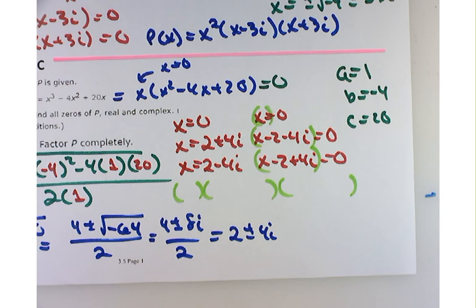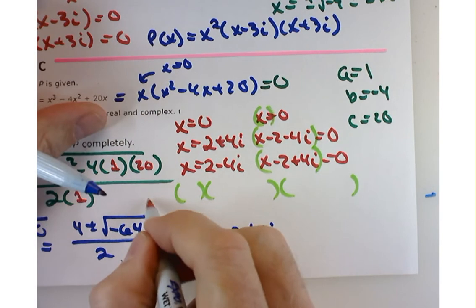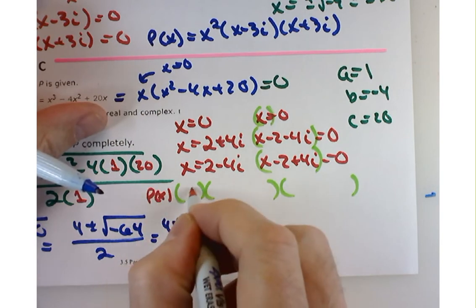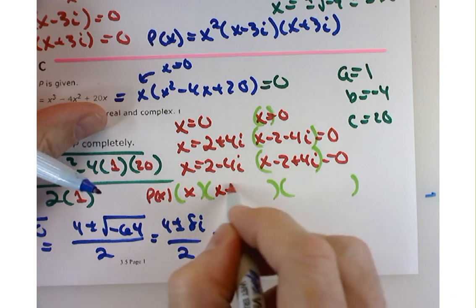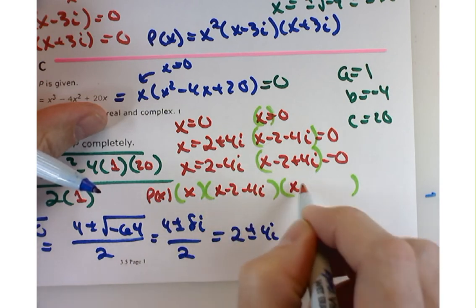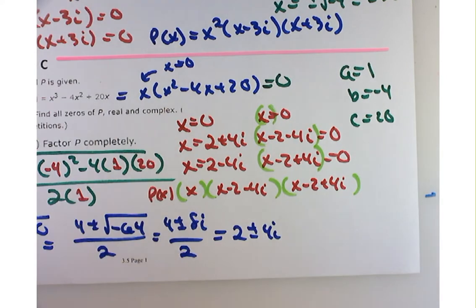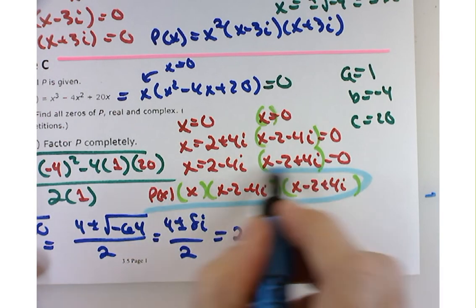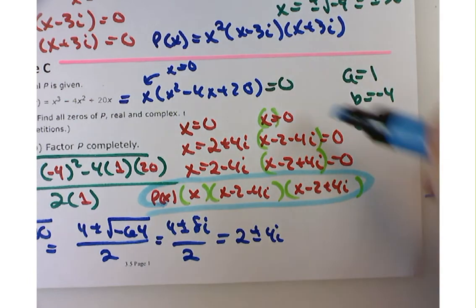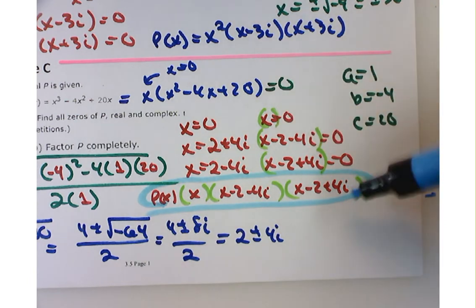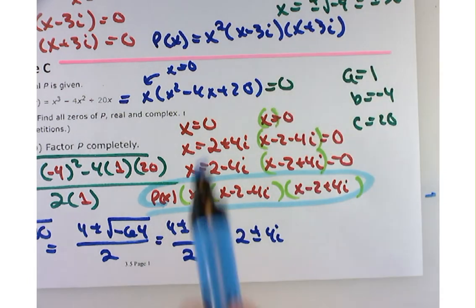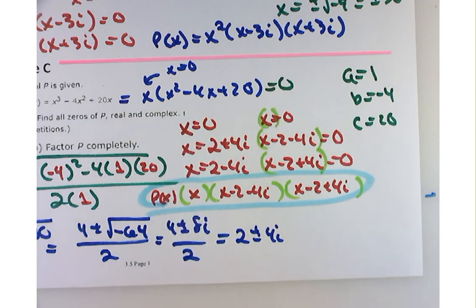So P of x equals x times x minus 2 minus 4i times x minus 2 plus 4i. Let's wrap that all up in one nice neat package right here. That's my solution. It comes from a product of all these linear factors that I found after I found our roots.